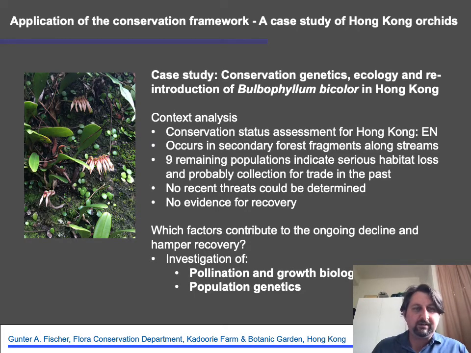It's only found in secondary forest fragments along streams, and there are only 9 remaining populations, indicating serious habitat loss in the past and probably collection for the trade. No recent threats could be determined, and there was no real evidence for any recent recovery. We saw a few seedlings, but it's very difficult to judge how old they were. So we were asking which factors contribute to the ongoing decline and hamper recovery. We investigated the pollination and growth biology of the species, and we did a population genetic survey.